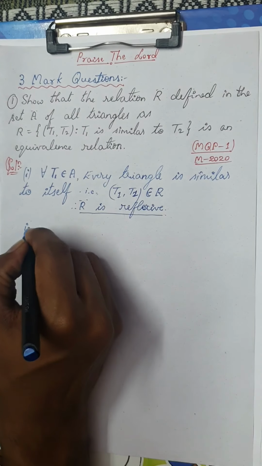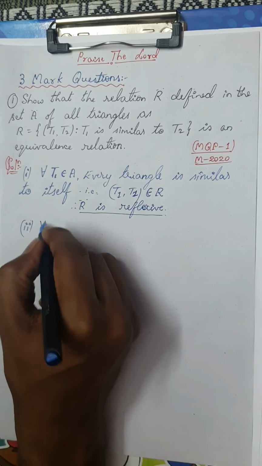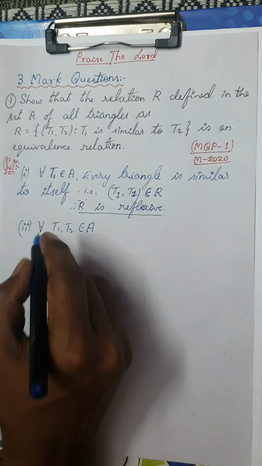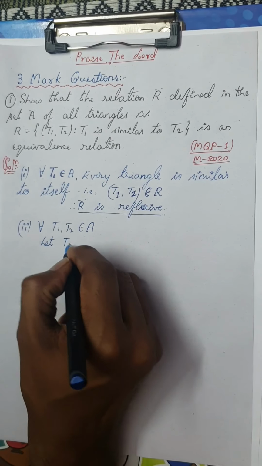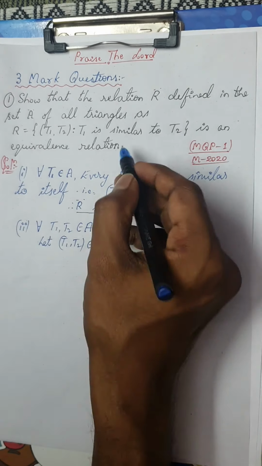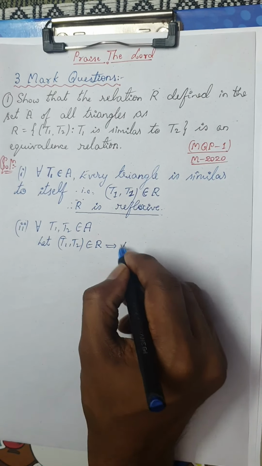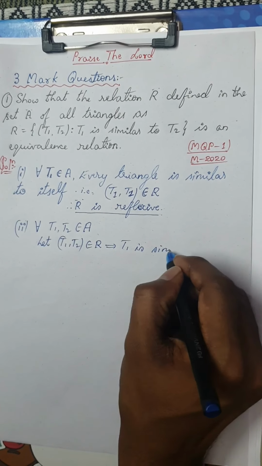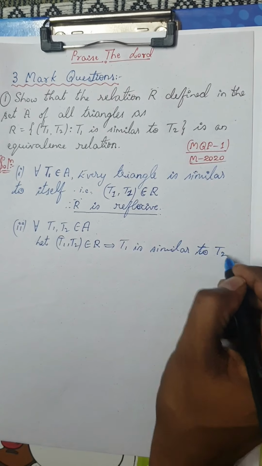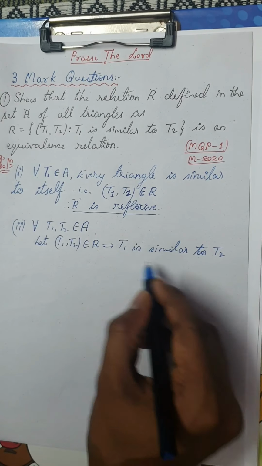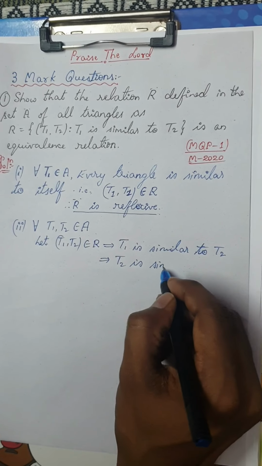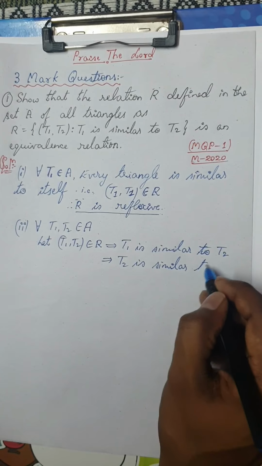Going on to the next one, symmetric. For symmetric, you consider for all T1, T2 belonging to A. You take two elements. Let (T1, T2) belong to R. So this implies T1 is similar to T2. Are you getting it? So what are T1 and T2? Two triangles. So if T1 is similar to T2, I can automatically write T2 is similar to T1.